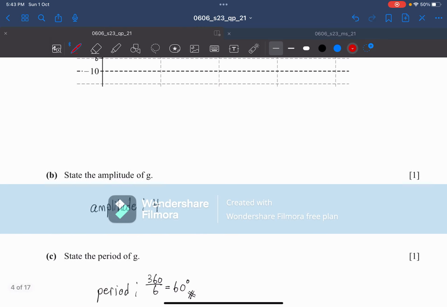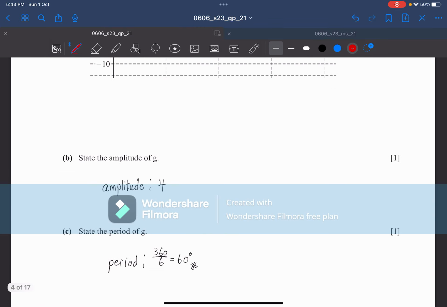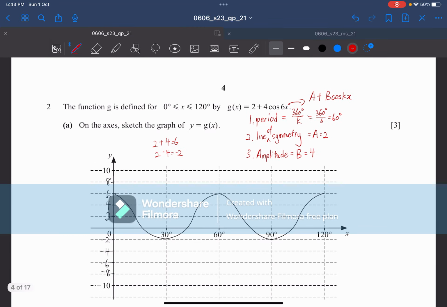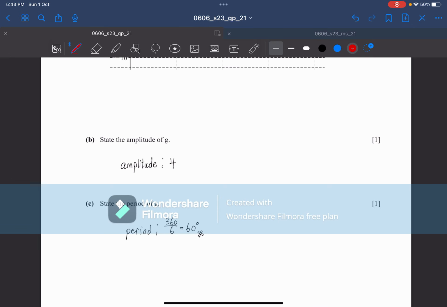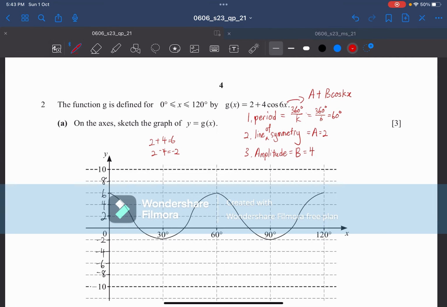Anyways, state the amplitude of g. The amplitude is 4, as I already mentioned right here. And the period is 60, so it's 360 divided by 6. So easy questions, easy marks, because you've already done it on 2a.